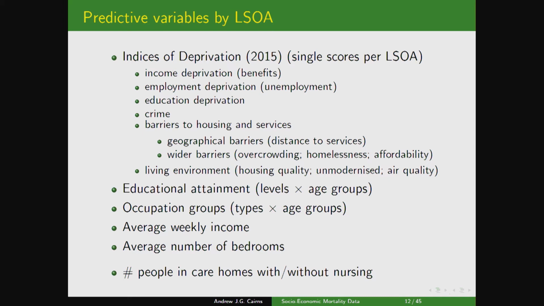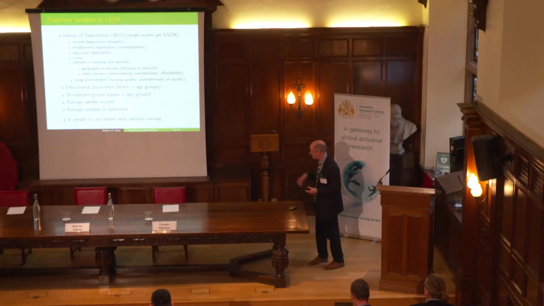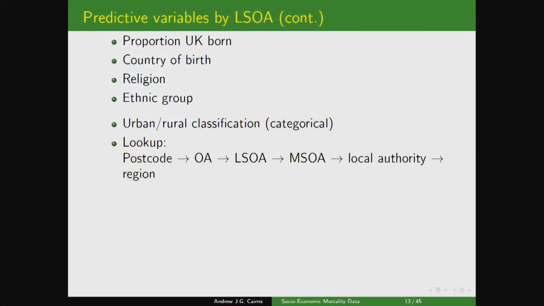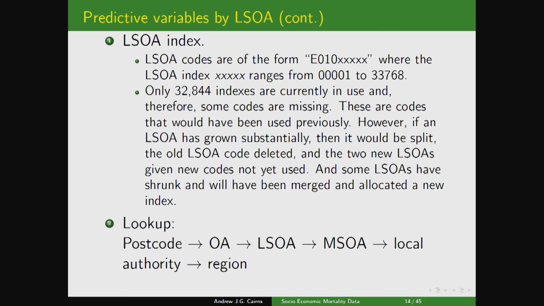And then, outside of the indices of deprivation, there are a number of other predictive variables that you can find if you dig around for long enough on the Office for National Statistics. All of these I'll describe in the coming slides. And then down at the bottom, there are some other variables that are not specifically to do with socio-economic status, but they are going to be useful in terms of the predictions.